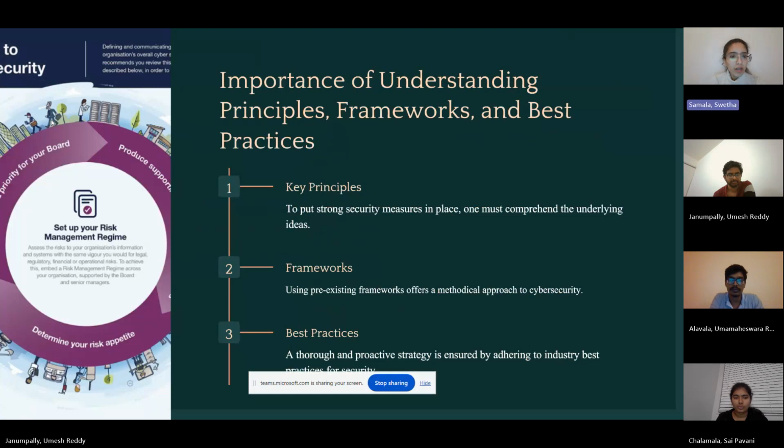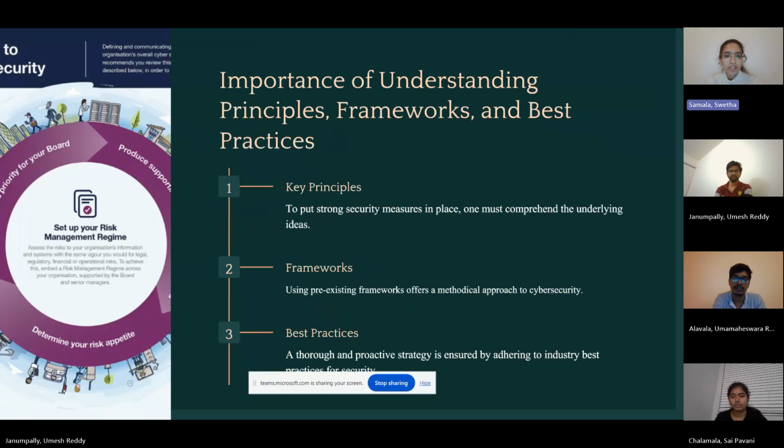Coming to the frameworks, using pre-existing frameworks offers a methodological approach to cybersecurity. There are various frameworks designed by NIST. NIST is the National Institute of Standards and Technology, which developed the cybersecurity framework, a modular framework that provides guidance for identifying, detecting, and recovering from cyber attacks. It adjusts to various cloud circumstances, and we also have the best practices.